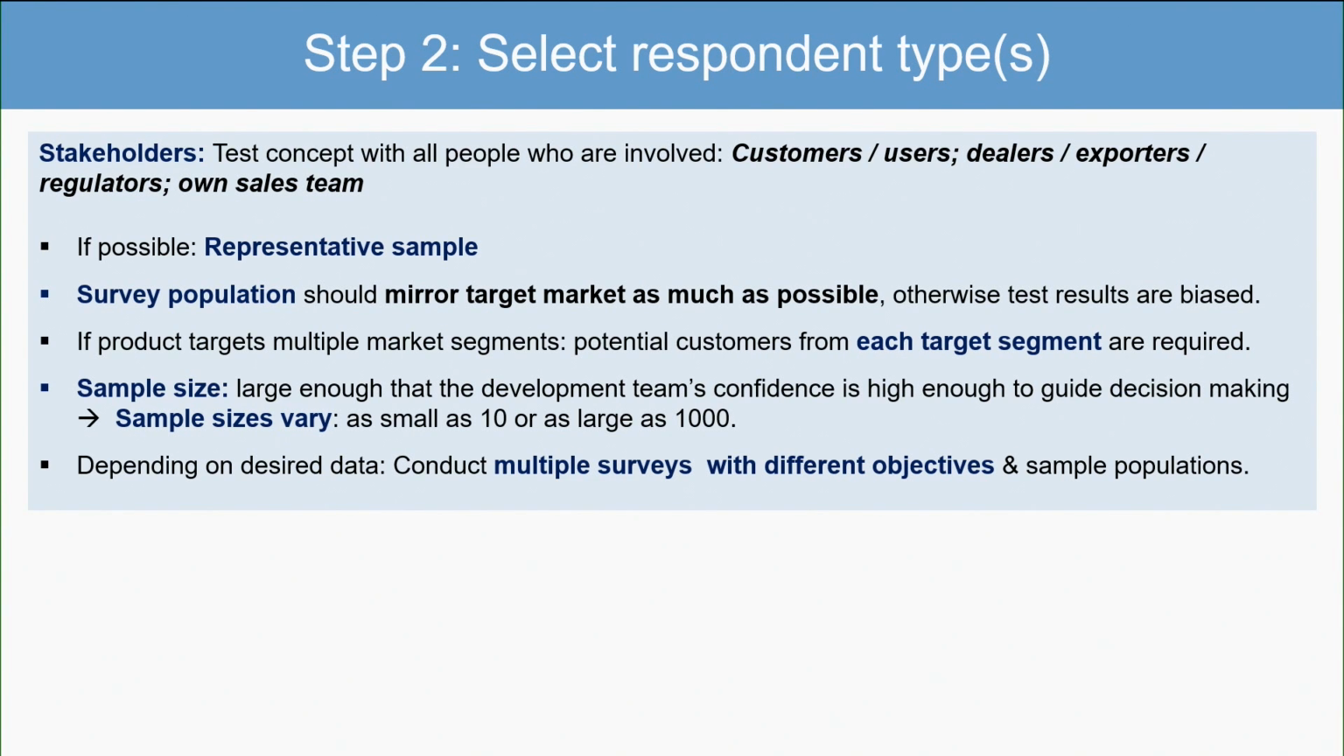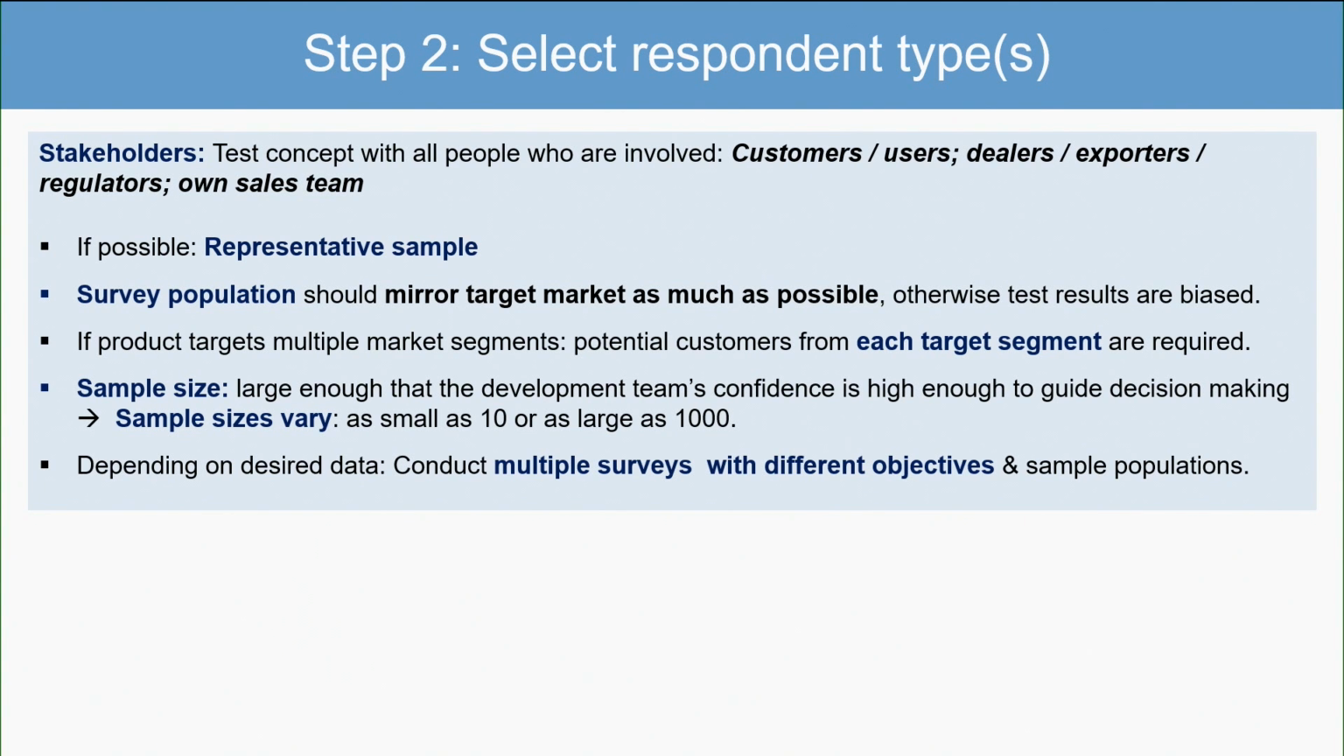The second step then is to select a respondent type. So who are really the people we test the concept with? Those could be customers, users, obviously. It also could be dealers, exporters, perhaps regulators. It could be our own sales team. Often we don't include our salespeople in this, but they have a very good feeling for the market. It may also provide important feedback.